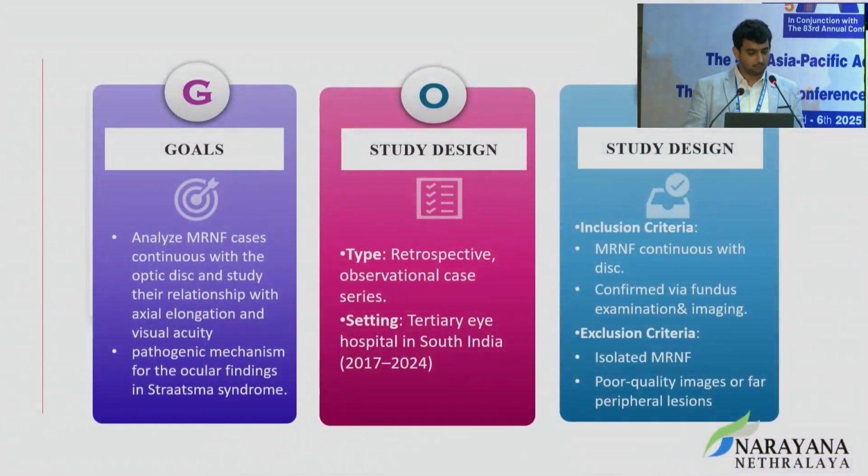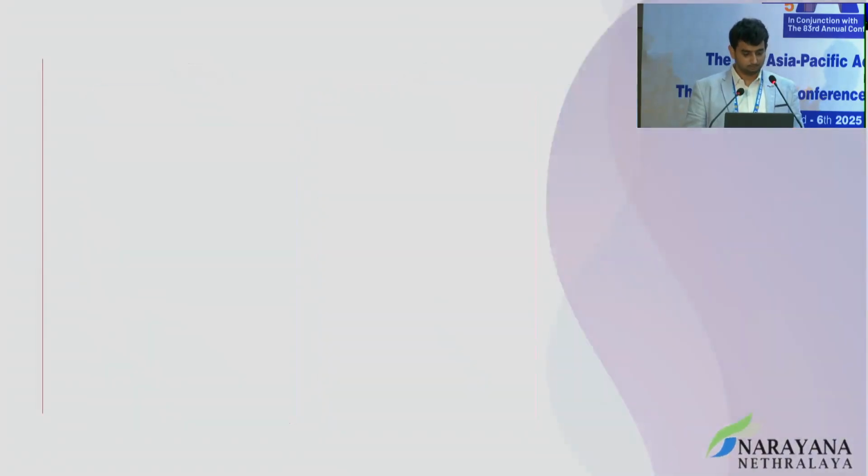In our study, the primary goal was to analyze MRNF cases continuous with the optic disc and study the relationship with axial elongation and visual acuity. The study's design was a retrospective observational case series in a tertiary eye care center in South India. The inclusion criteria was MRNF continuous with the optic disc, which was confirmed by a fundus examination and imaging. And exclusion were isolated MRNFs and poor quality images.